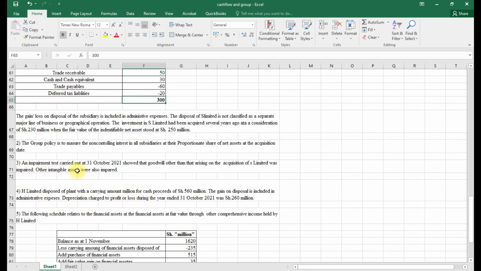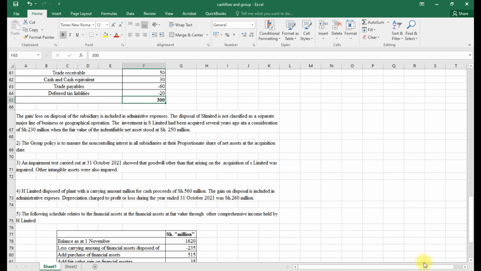Then an impairment test carried out on that 31st October showed that goodwill other than that arising on acquisition of S Limited was impaired. Other intangible assets were also impaired. H Limited disposed of plant with a carrying amount of 560. The gain on disposal is included in administrative expense. Depreciation charge to profit or loss during the year amounted to 260.